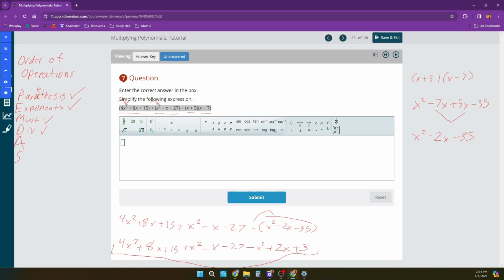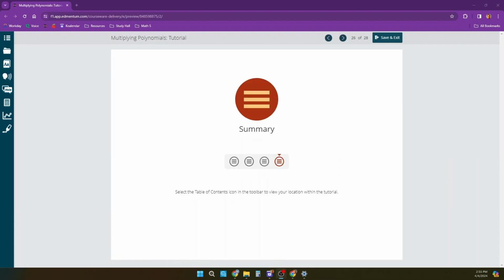I'm going to ask that you try and simplify this one on your own. And let me know what you get. Okay, hopefully we got that answer right. And if we did, then that brings us to the end of our tutorial.